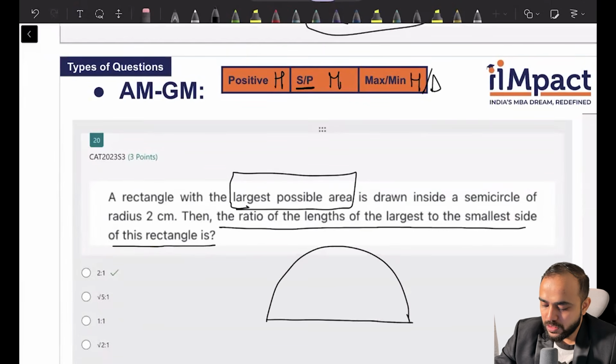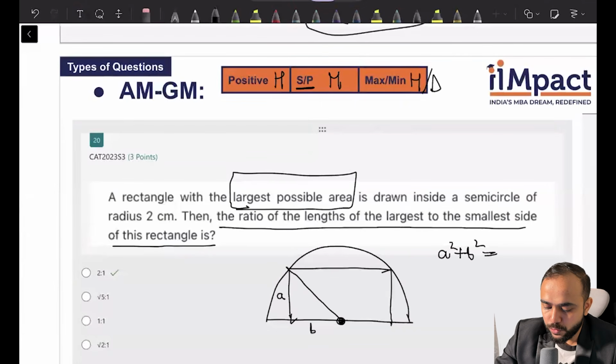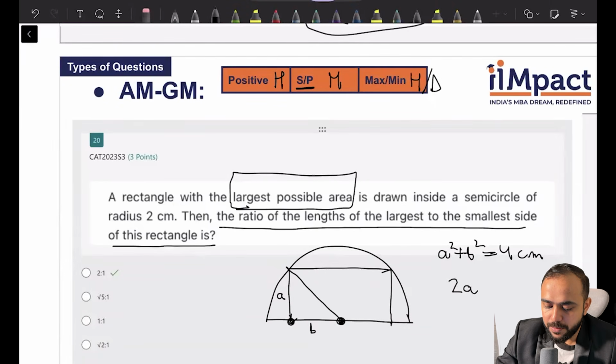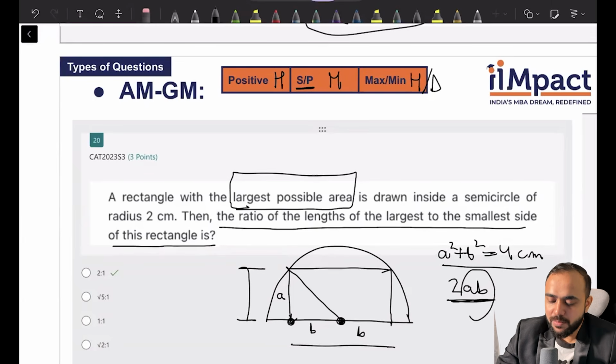So that diagram would look something like this. Now this would be the center. Let's say this is A, this is B. Now do you see A square plus B square is equal to 4 centimeter, basically radius square? And are they asking you to maximize 2AB? So now do you see that AMGM can be applied? A square plus B square is constant, and you want me to maximize 2AB because this side would be 2B and this side is A. So basically you want me to maximize AB. When will that happen? When A is equal to B.